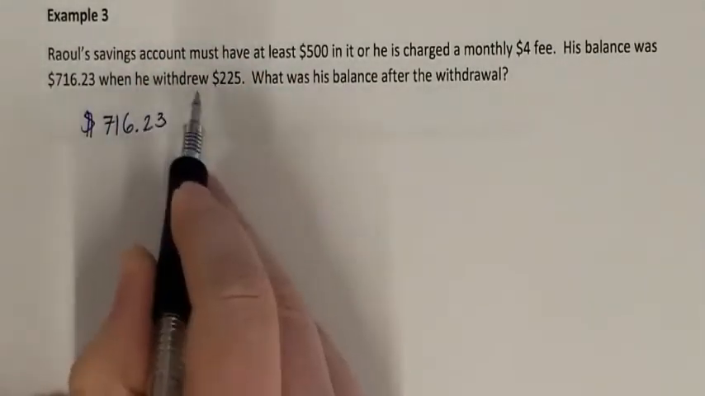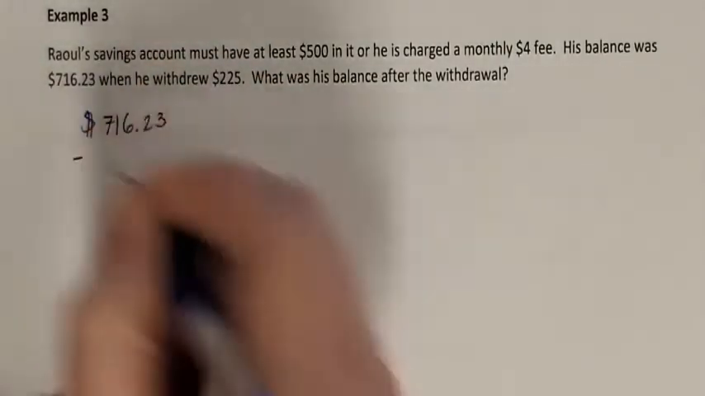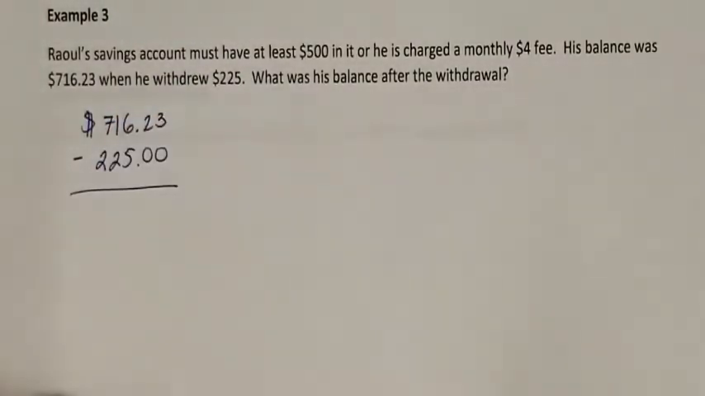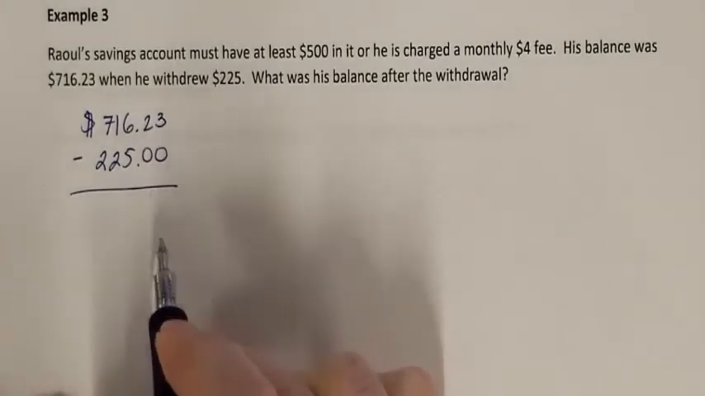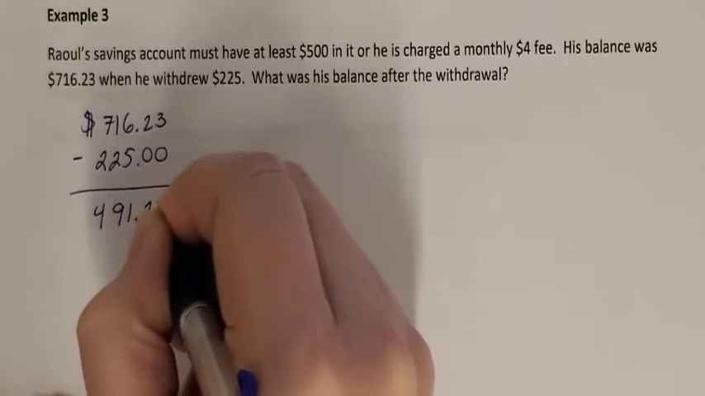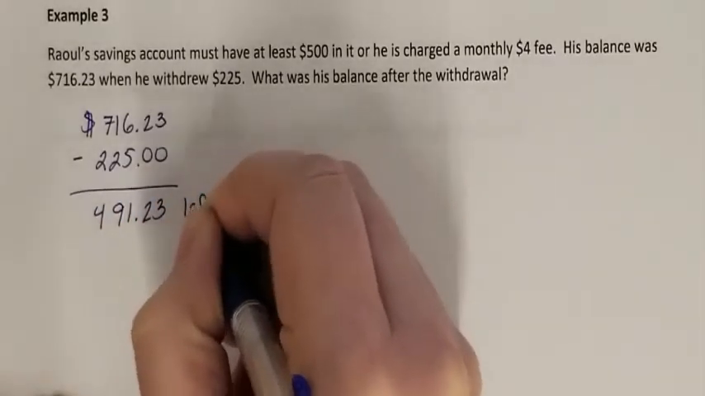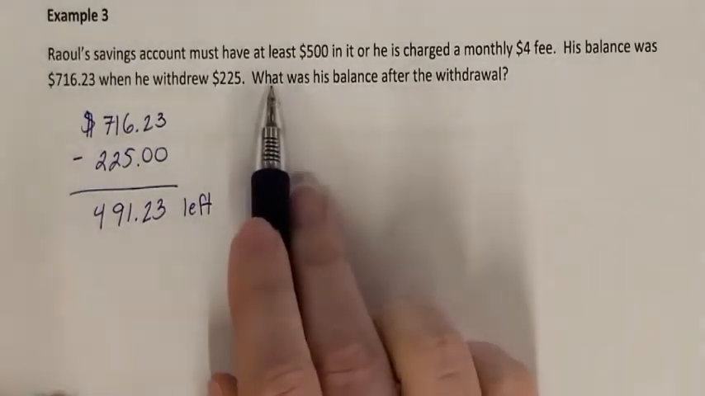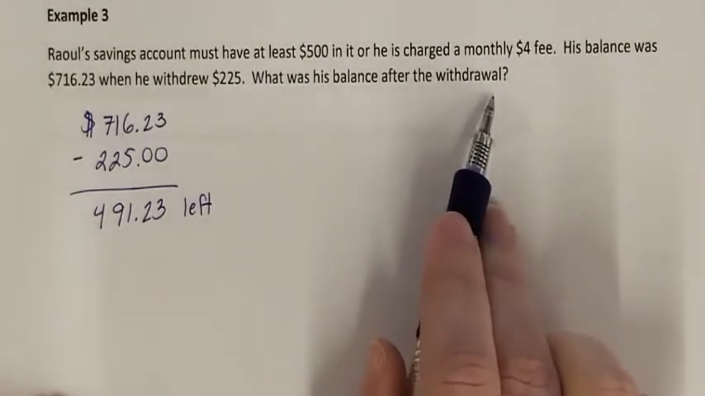$716.23. Withdrew means he spent. So he's taking out $225 out of his account. So how much does he currently have right now? He now has $491.23 left in his account. That is below the $500 that he's supposed to have. So what is his balance after the withdrawal?